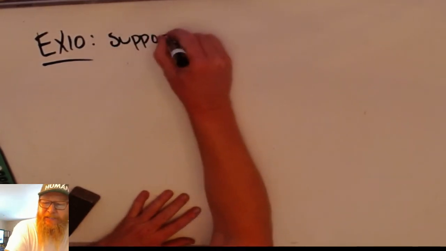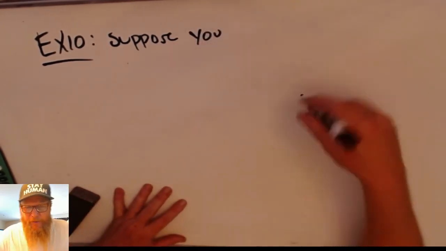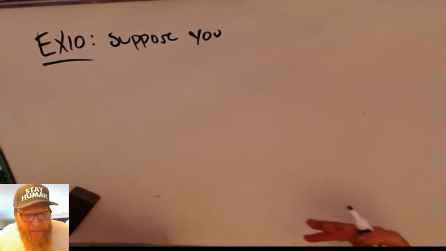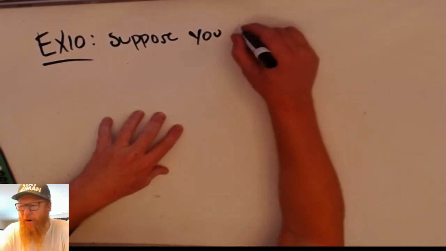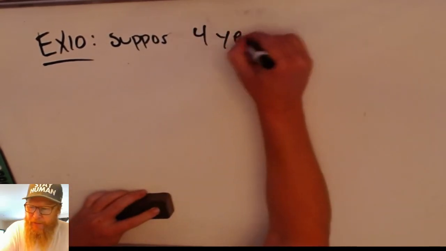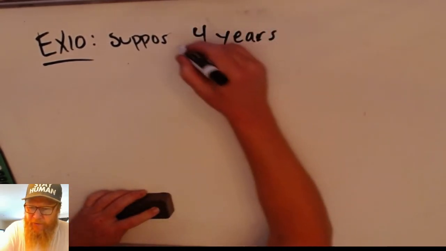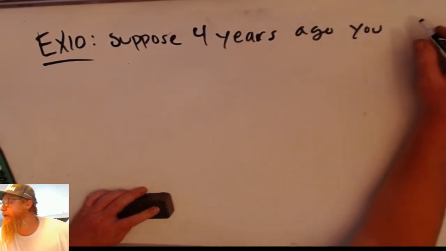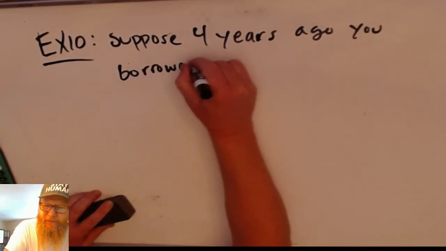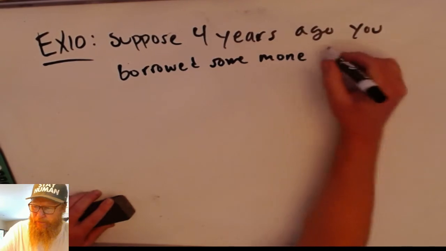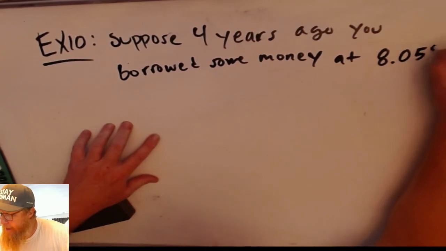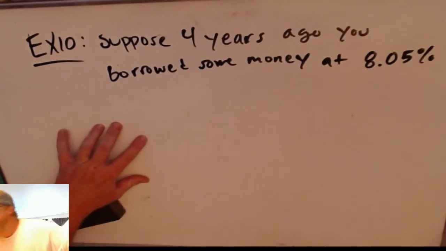Suppose you borrowed. I'm just getting stuck on the borrowing now. Unfortunately, on this side of the fence, we are more likely to be borrowing money than we are to be investing money. Suppose you borrowed, suppose 2 years ago, let's make it 4 years ago. I'm getting tired of 2 years. Suppose 4 years ago, you borrowed some money at 8.05% annual interest.